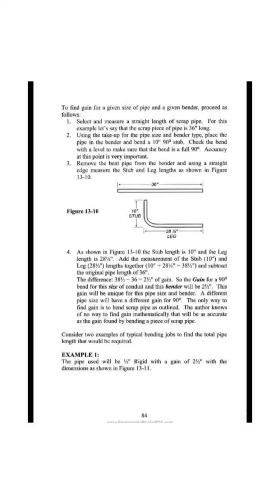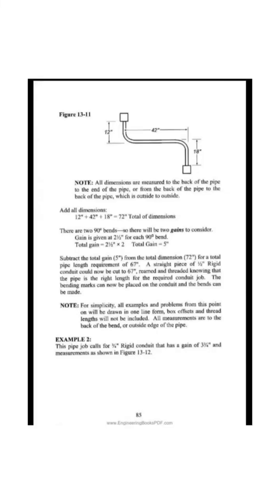Consider 2 examples of typical bending jobs to find the total pipe length that would be required. Example 1. The pipe used will be 1/2 inch rigid with a gain of 2.5, with the dimensions as shown in figure 13-11. Note: all dimensions are measured from the back of the pipe to the end of the pipe, or from the back of the pipe to the back of the pipe, which is outside to outside. Add all dimensions. 12 inches plus 42, plus 18, equals 72 inches total of dimensions. There are 2 90 degree bends so there will be 2 gains to consider. Gain is given at 2.5 for each 90 degree bend.